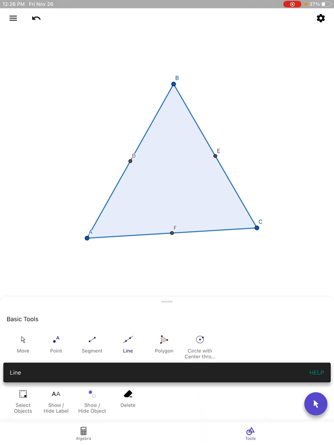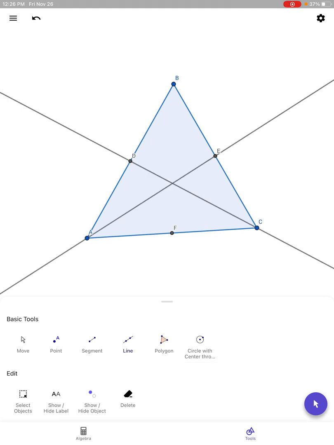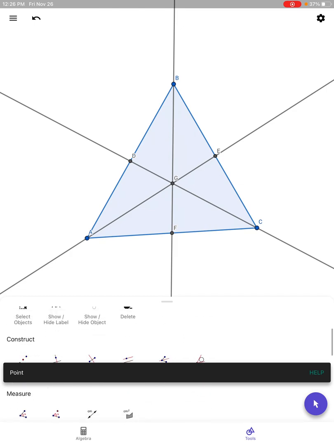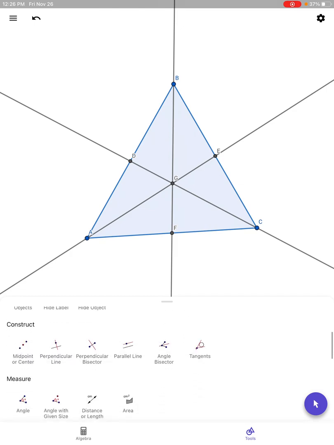Now I can create lines. Again, it's the midpoint to the opposite vertex. There's one, midpoint, opposite vertex, midpoint, opposite vertex. You can see that they all intersect at one spot, and when we take the medians to the opposite vertex, that's called the centroid. So we're going to make this point G our centroid.